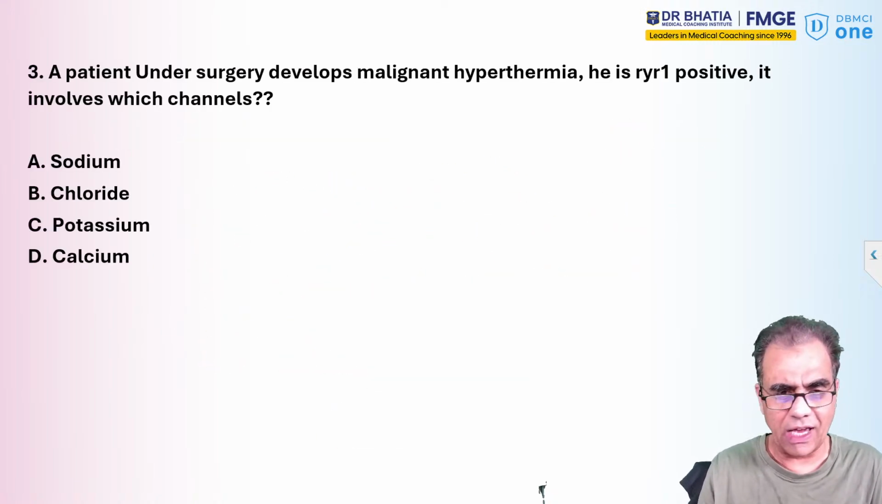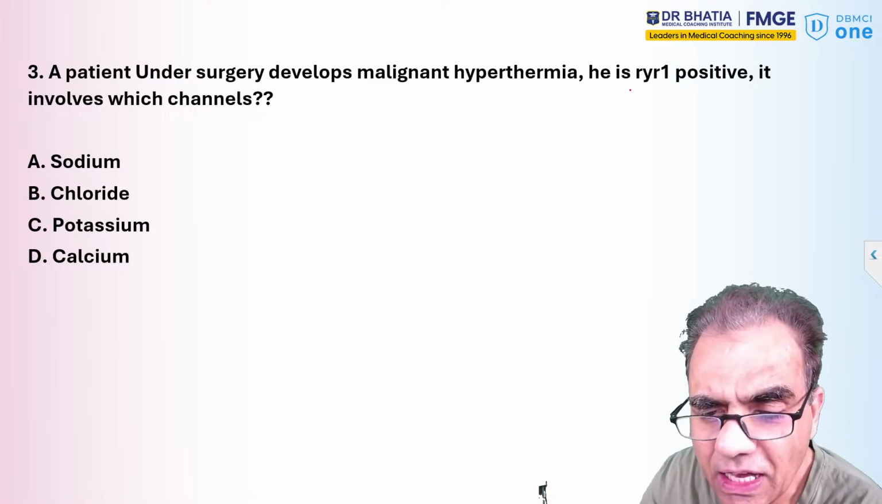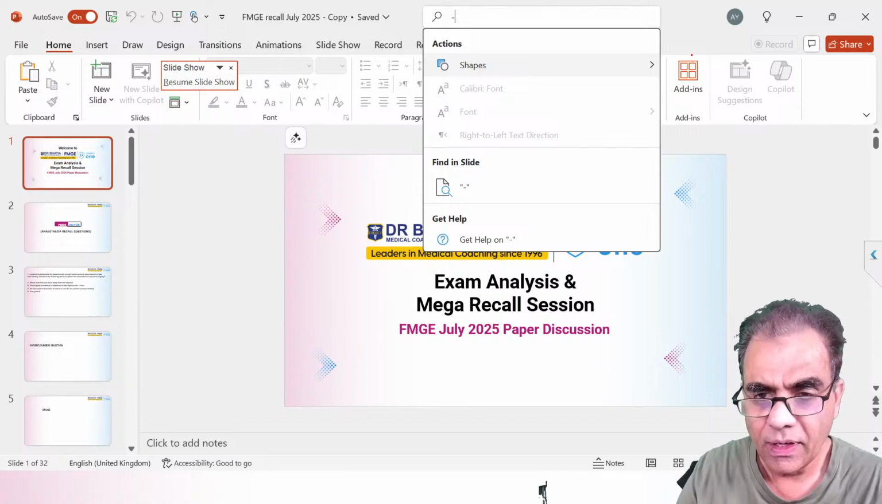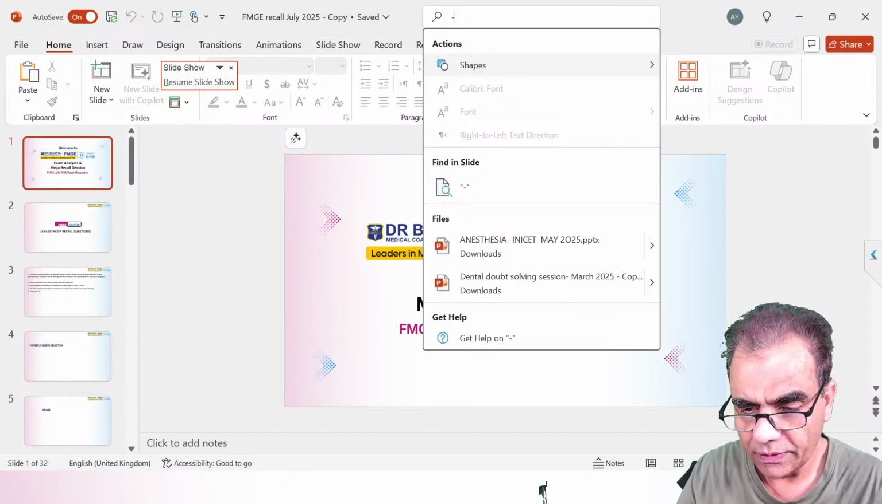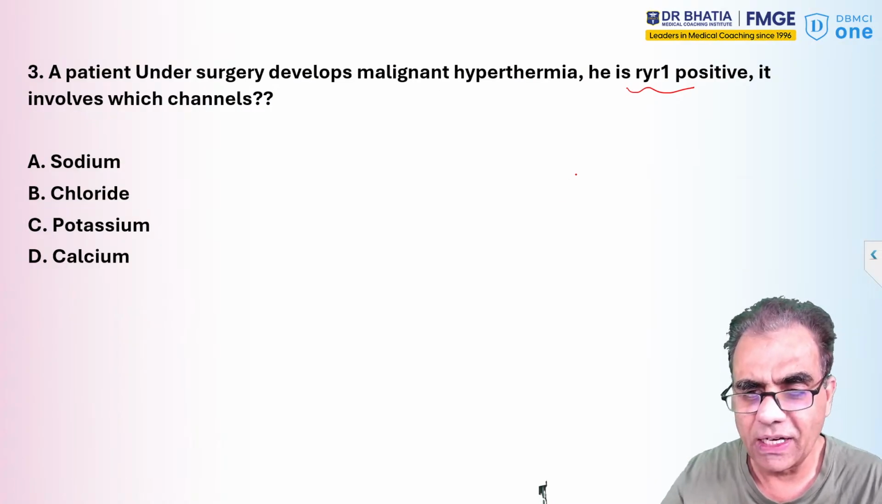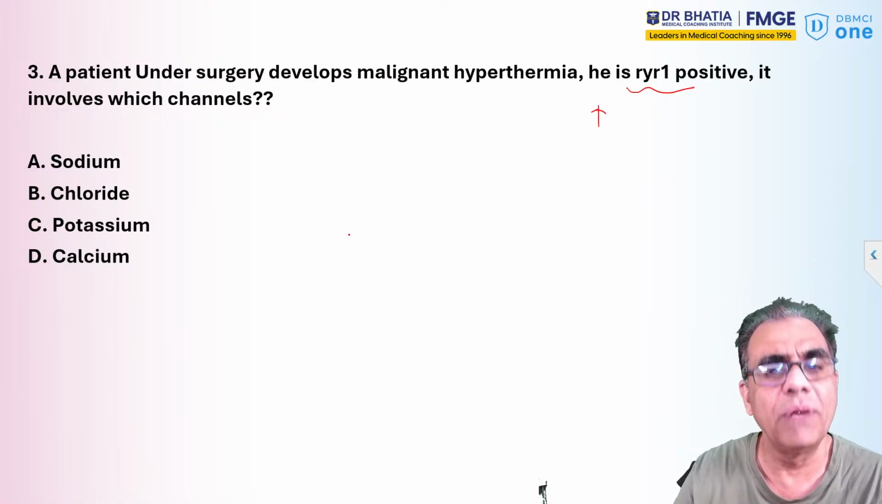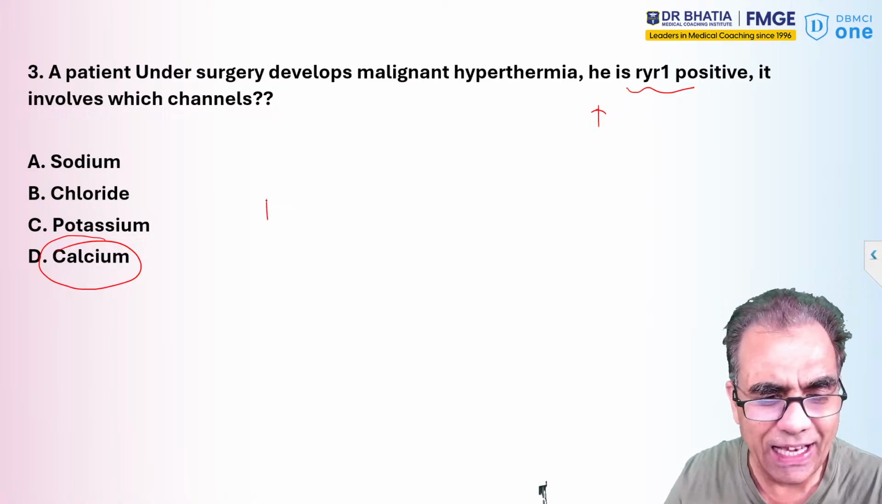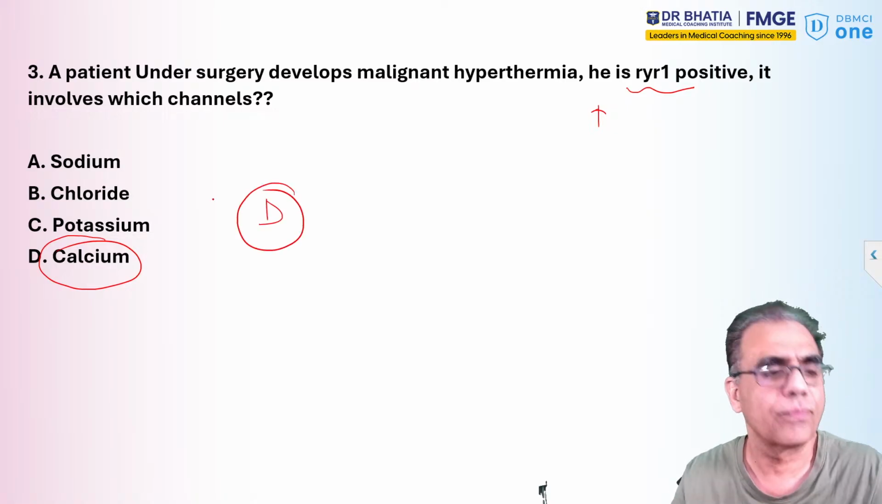And the question was actually very easy. RYR positive means the patient is a case of malignant hyperthermia. So obviously it is the abnormality of the calcium channels.